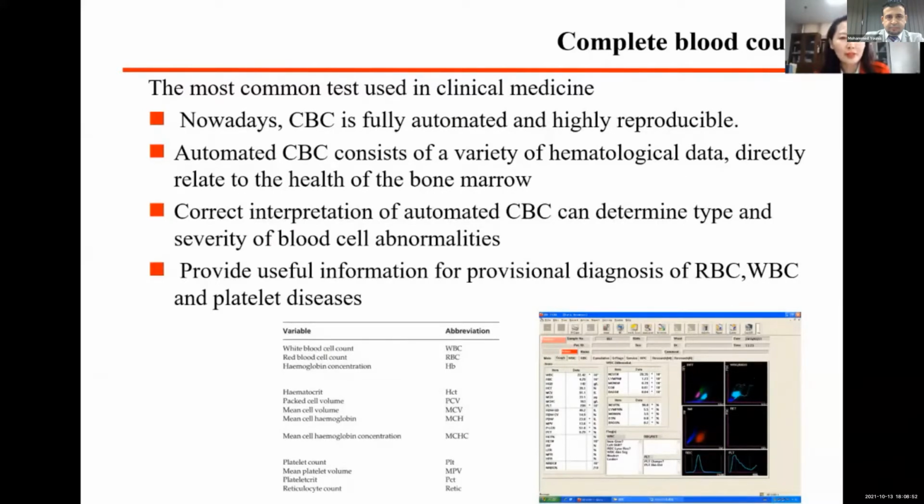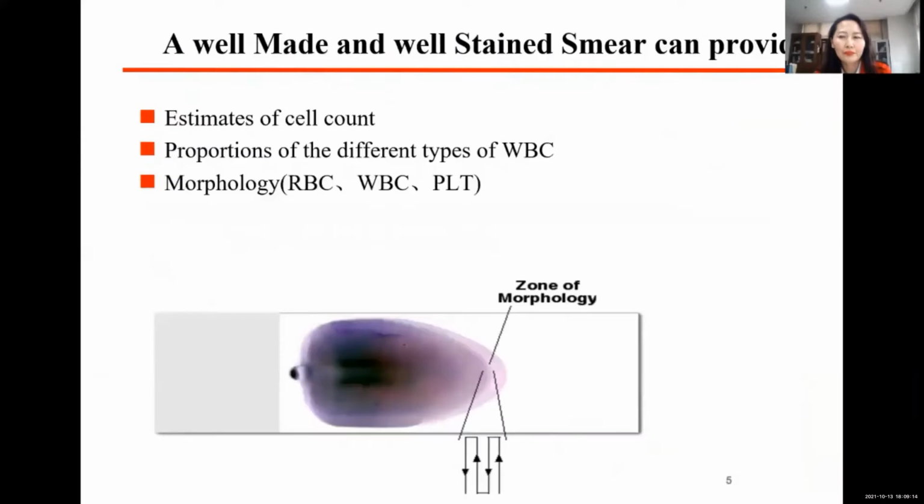Correct interpretation of automated CBC can determine the type and severity of blood cell abnormality. It provides useful information for provisional diagnosis of red blood cell, white blood cell, and platelet diseases. When there are some abnormal results in CBC, maybe we should examine the smear.